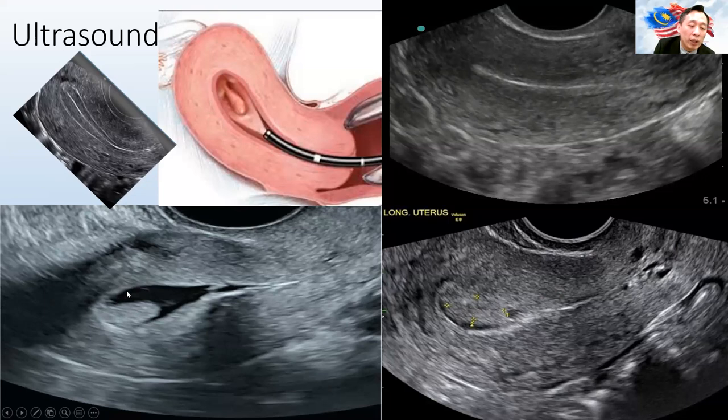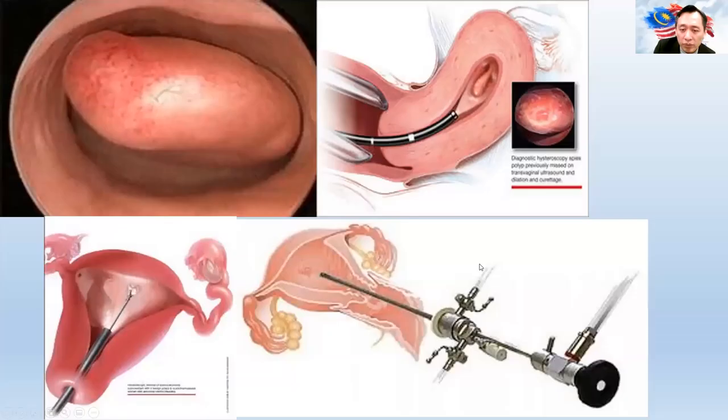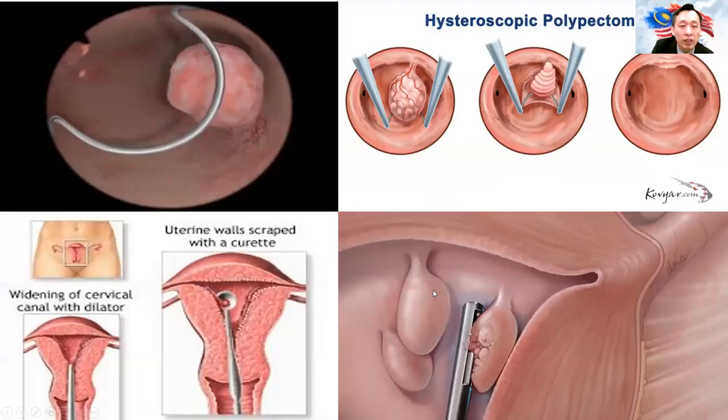This one will help you to delineate the structure either of polyps or also submucosal fibroid, whether the mass arises inside the cavity or from the muscle wall. So this is how the polyp looks like. Normally, patient require hysteroscopy and polypectomy. So we can resect it, also can grind it, and we also do some curetting.